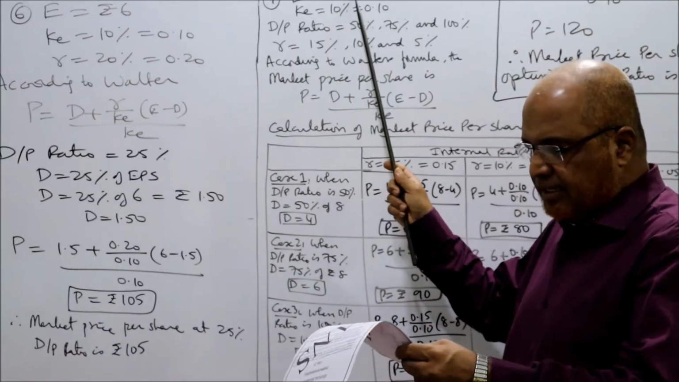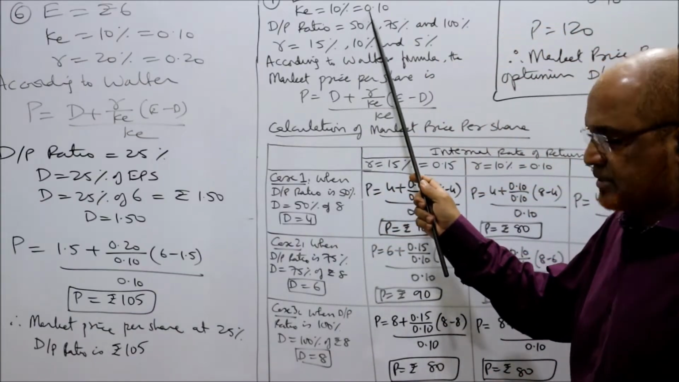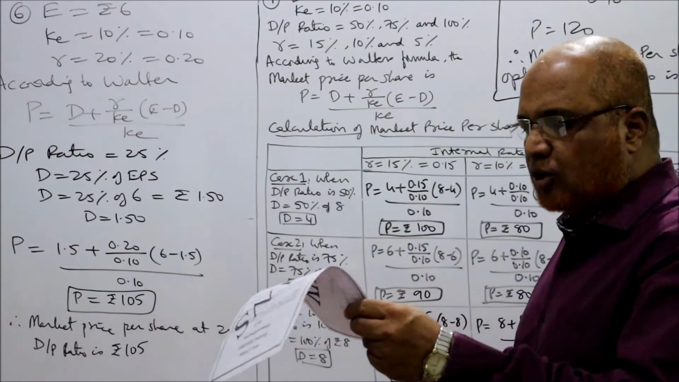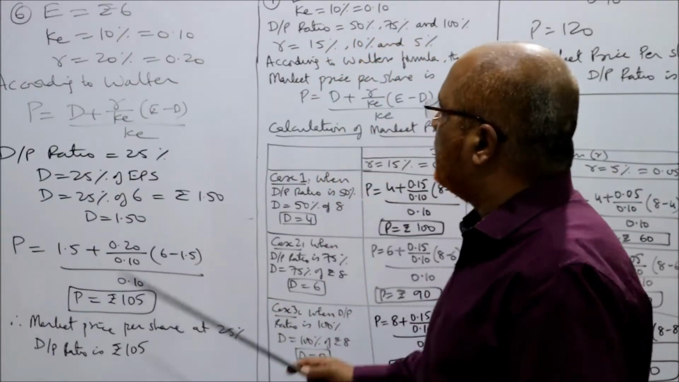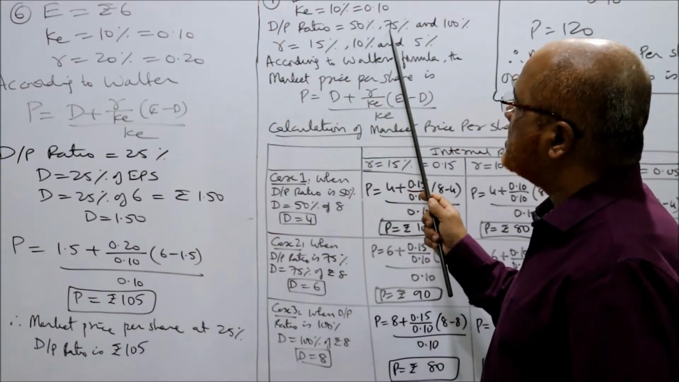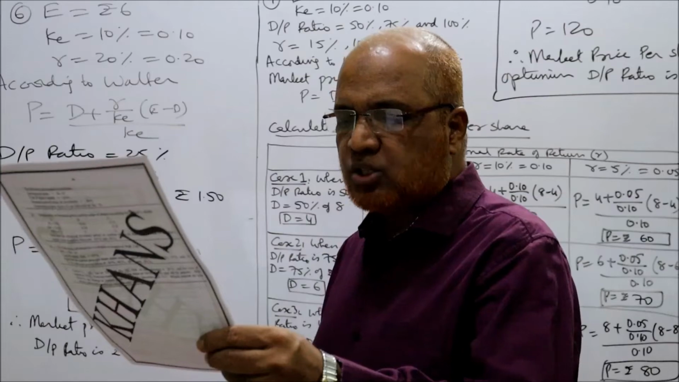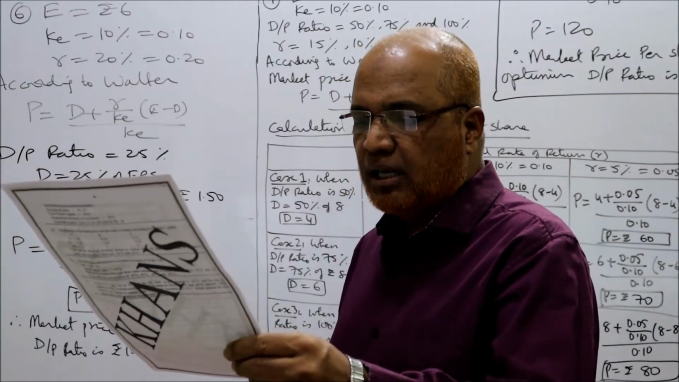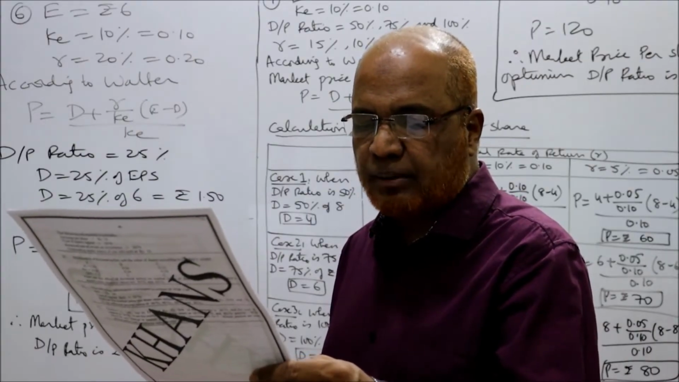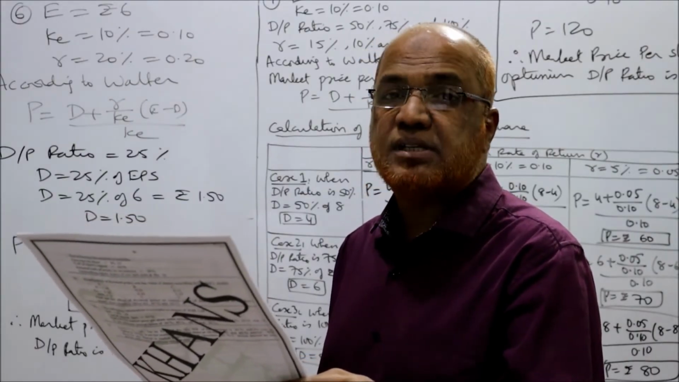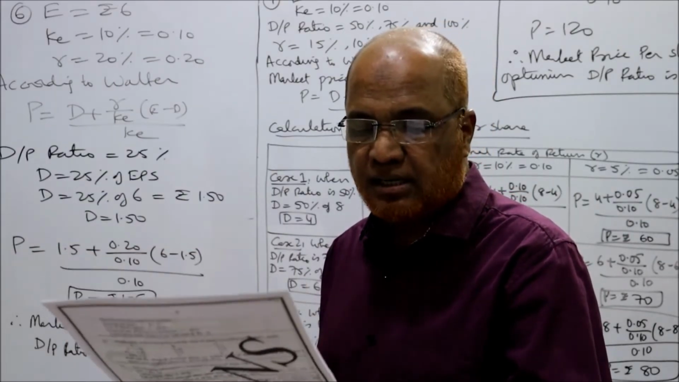EPS is rupees 8. And the rate of capitalization applicable is 10%. This is the cost of capital, KE, 10%. The company has before it an option of adopting 50%, 75% and 100% dividend payout ratio. So DP ratios are given 50%, 75 and 100%. And compute the market price of the company's quoted shares as per Walter's model if it can earn a return of 15%, 10%, 5% on retained earnings. This is the internal rate of return.